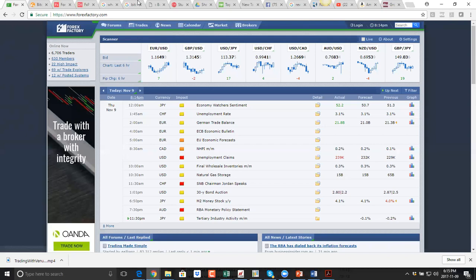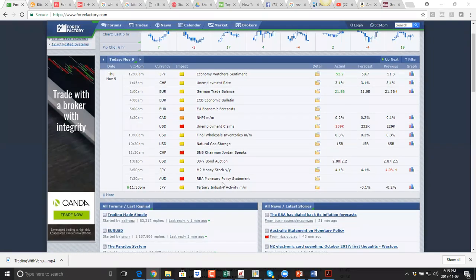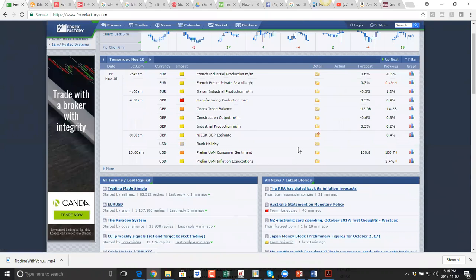Okay, we'll start off by taking a look at our calendar here. In terms of our news, we just had unemployment claims, Swiss National Bank Chairman Jordan, and then the RBA monetary policy statement. Not really much of an impact, because the cash rate came out the other day, and as a result we already had all of that priced in. It wasn't a big surprise, and nothing had really changed from that.